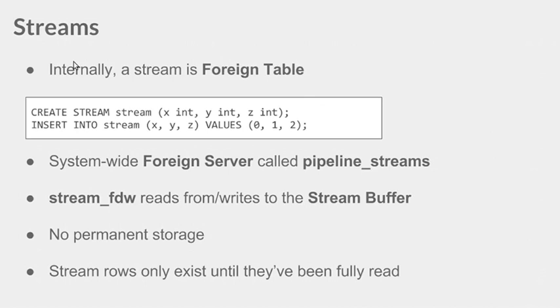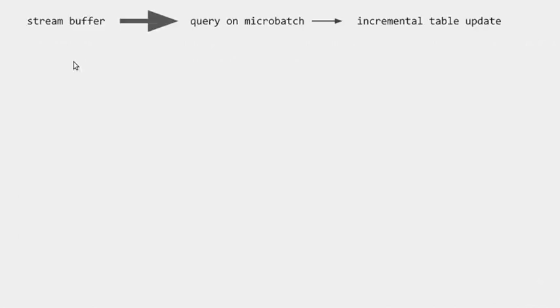So there's no permanent storage with streams. When you write to a stream through this foreign data wrapper, there's no permanent storage. It gets written to the stream buffer, and then that event ultimately is ephemeral. As soon as it's been read by whatever needs to read it, it's just clobbered, and new incoming data overwrites it. So stream rows only exist until they've been fully read.